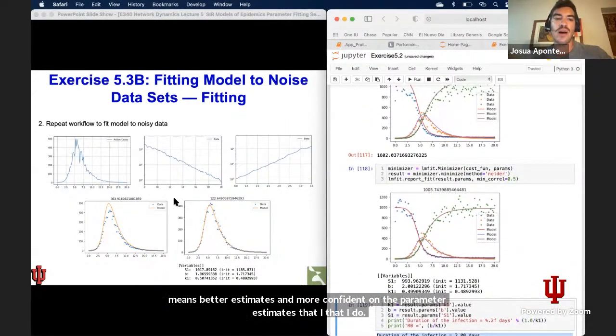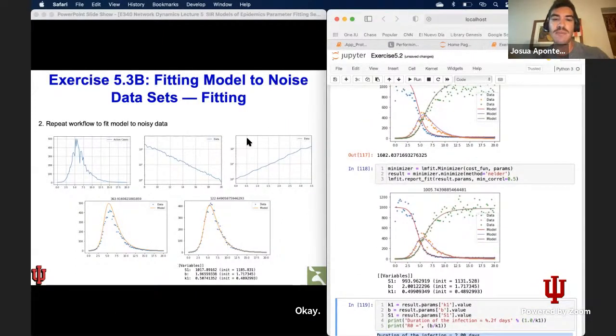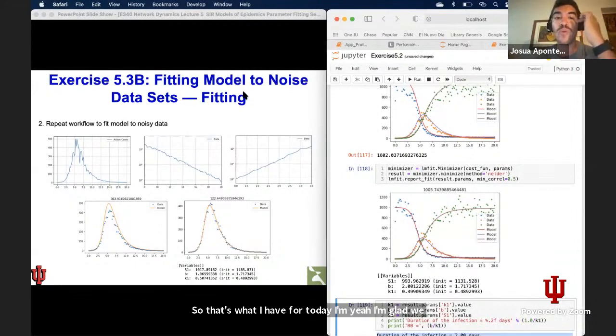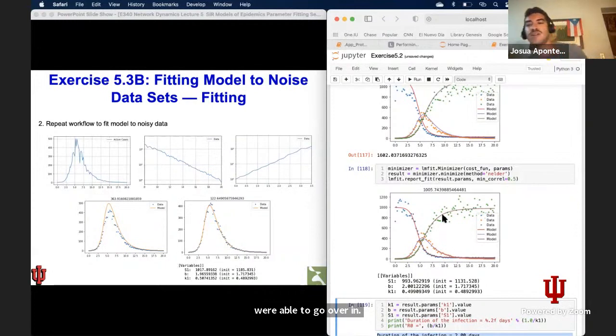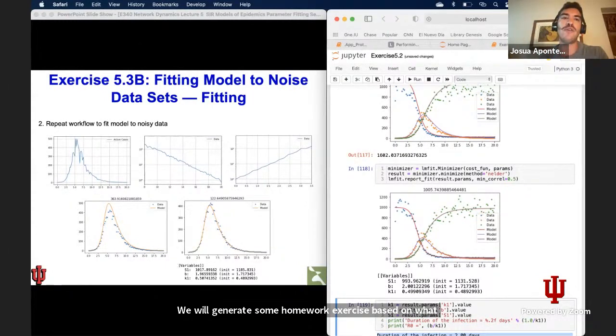Okay, so that's what I have for today. I'm glad we were able to go over it. We will generate some homework exercise based on what we've talked about here. And if you have any questions about what was discussed here or the homework, don't hesitate to contact me or James. I'm going to hand back to James now.